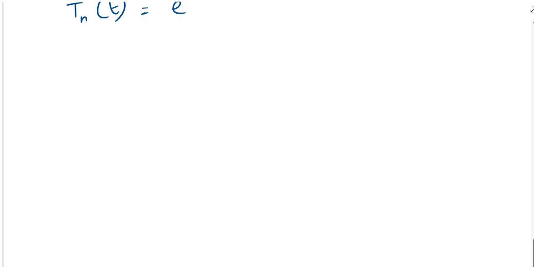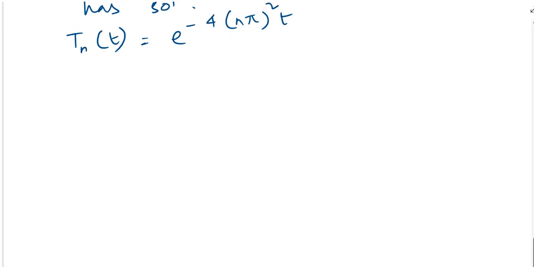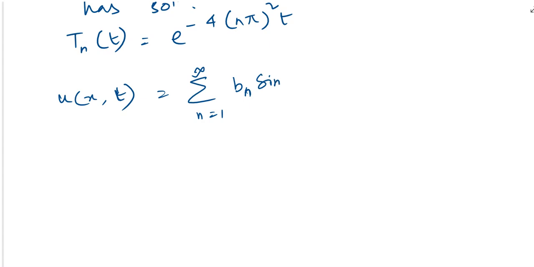So combining this, the solution to the PDE is u of x comma t, that means providing the summation sign over n equals 1 to infinity, b n sin n pi x e to the power minus 4 (n pi) square into t.